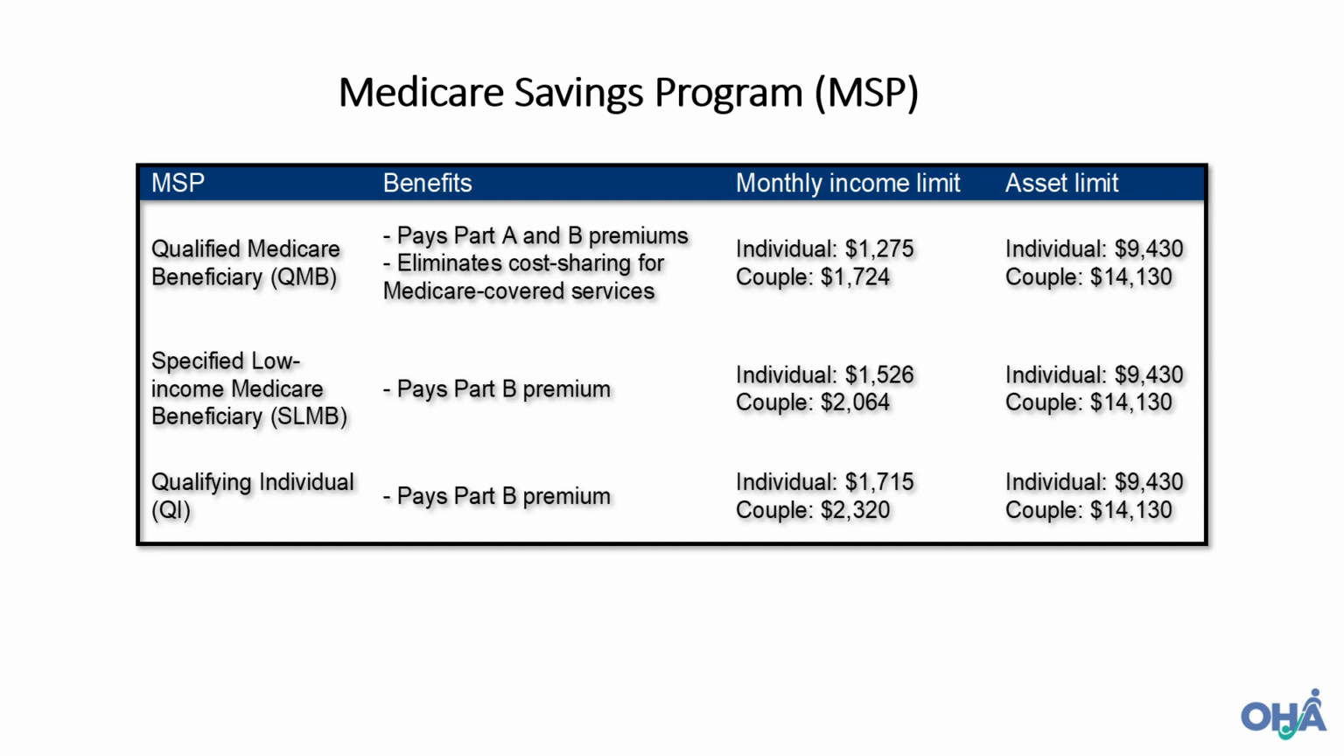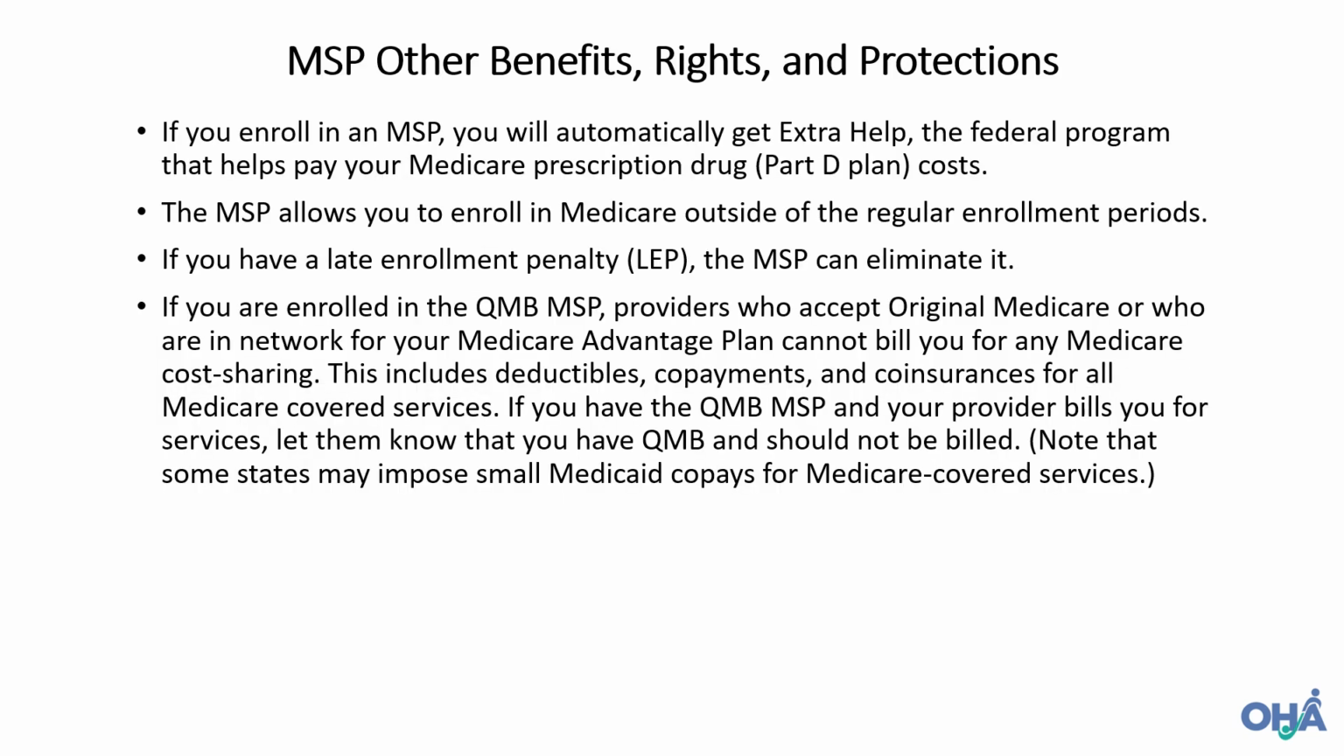And the third one is called the QI program, Qualified Individual. It helps pay for the Part B premium. It also has an individual and couple income limit and asset limit. An MSP has other benefits, rights, and protections. If you enroll in an MSP, you will automatically get Extra Help.